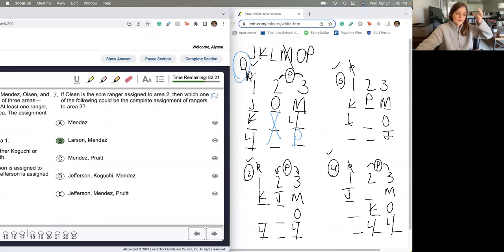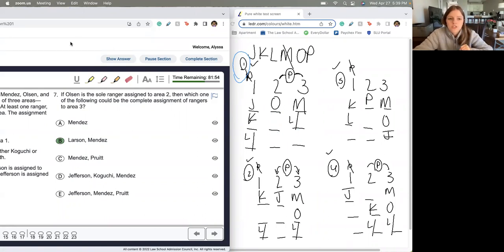So when we look at it, our answer choice has to be one possibility. So it could be true, it just has to happen once. So if we can make M and L be the only ones in area 3, that would be our correct answer choice. But in this case, we can't make M and L be the only ones in there, because we have to include P in that third spot.